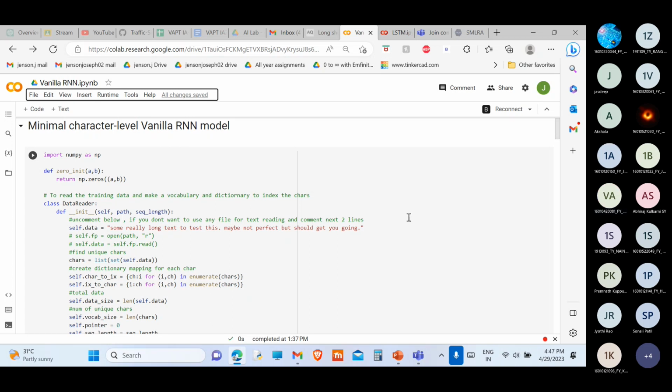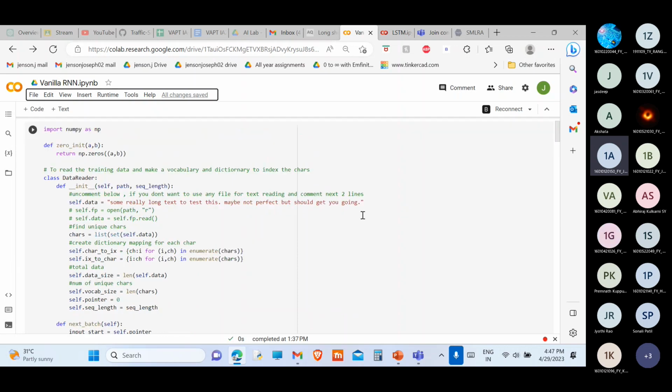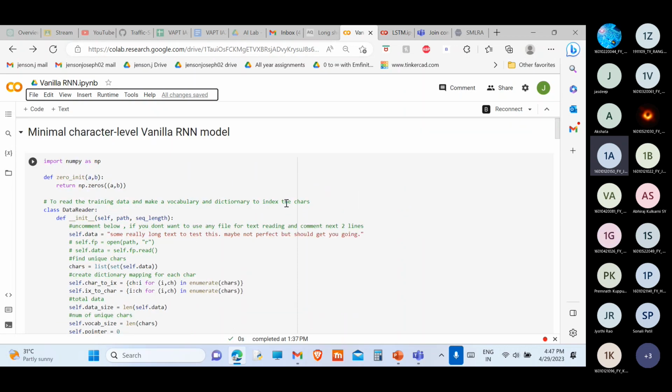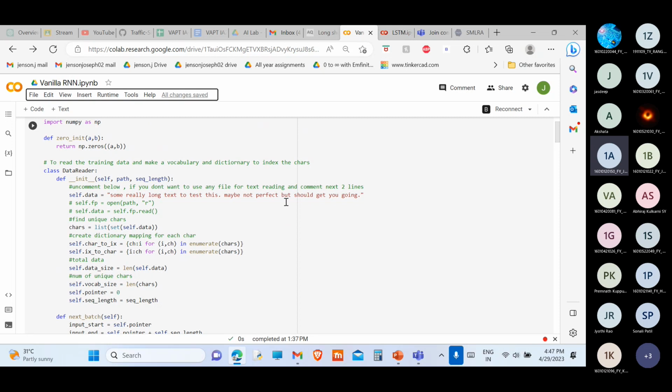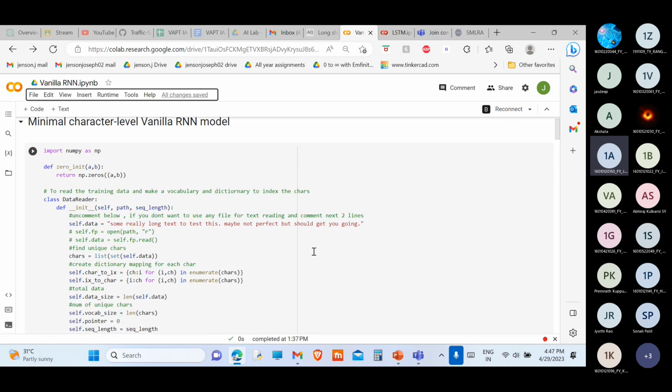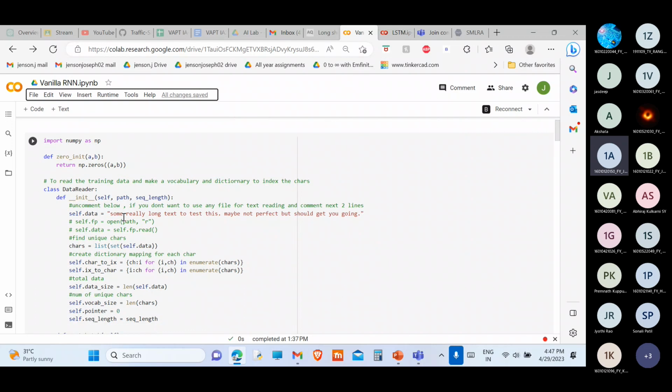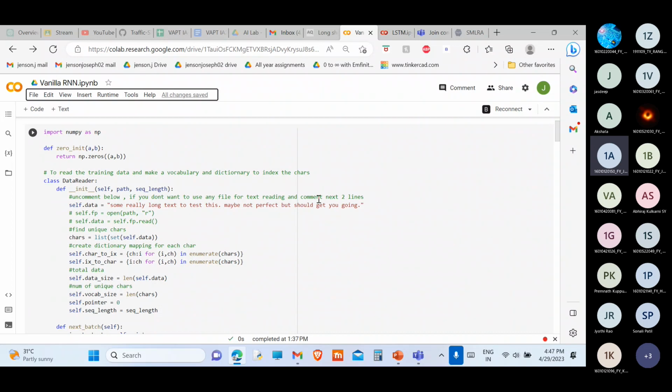Okay. So this is a Colab notebook for running a vanilla RNN. In here, almost everything is coded from scratch, so it is easier to understand. Here we are giving some data. You can give it a file as well, it can read if you uncomment these lines. Here you are giving some really long text to test this, maybe not perfect, but should get you going. So this is the input data, and it has to predict the next sequence of words, which will make sense.